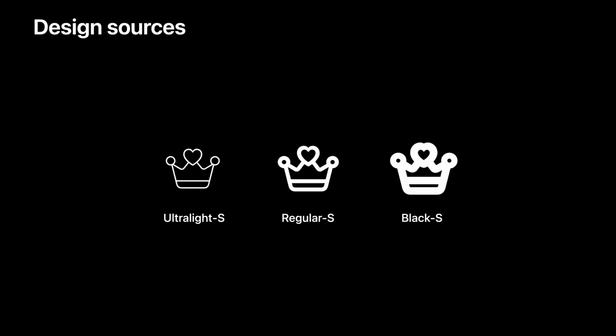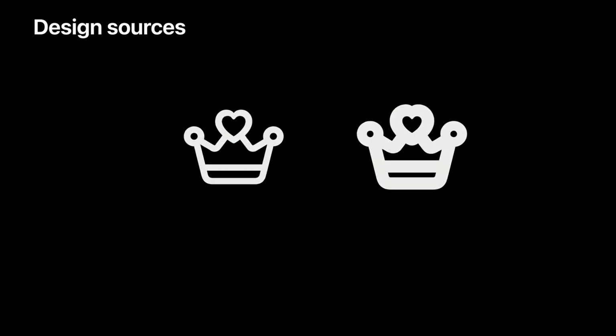Let's dive into the requirements for producing compatible designs. First, we check for what we refer to as design sources. These are ultralight small, regular small, and black small. If those are present, then paths are assessed across the sources to see if they match up. Let's focus on the regular small source and the black small source for a comparison.